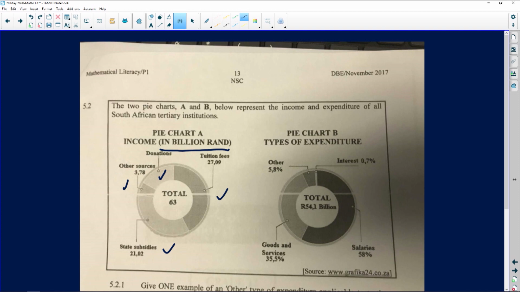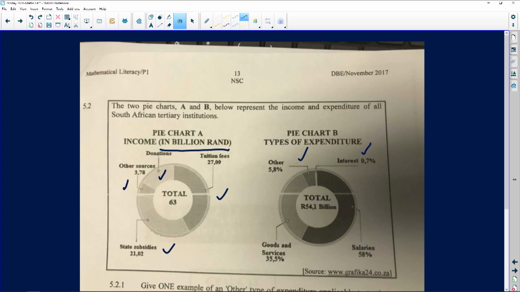And then in the expenditure, we've got the other. So the other could literally be anything. And then the interest that the institution has to pay, maybe the institution is paying interest to whoever. And then we've got the salaries that the institution pays, and then we've got the goods and the services that are rendered here. So this is another question that is very similar to the question that we did before that.